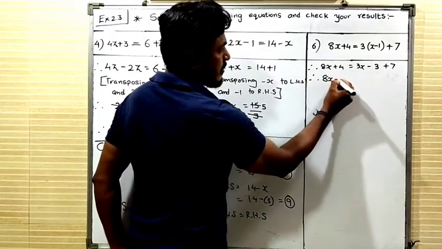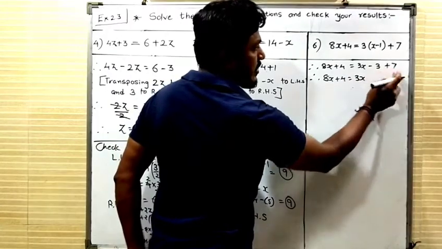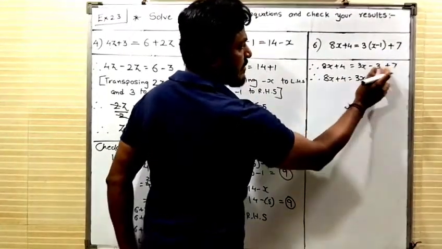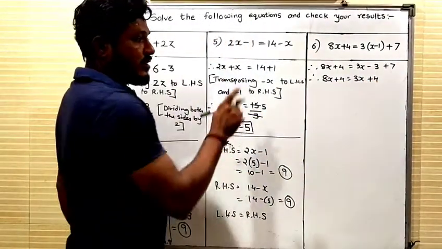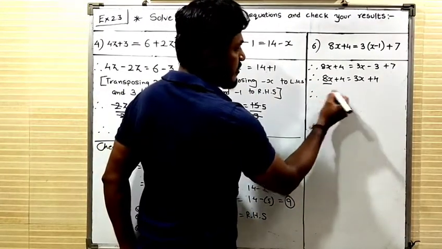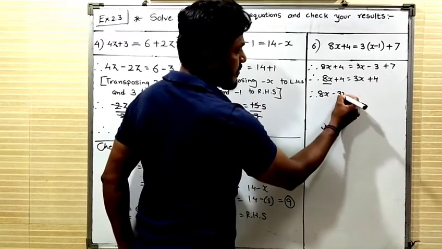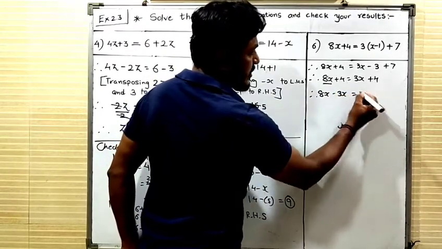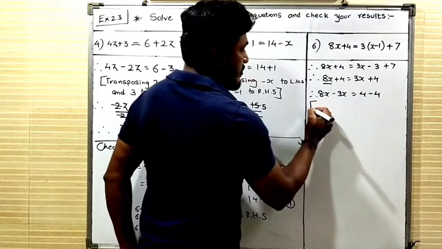Then, here write on as it is. If addition is possible, add it. 7 minus 3 gives positive 4. Now, dear student, now you have to transpose. This is greater value. Transpose this 3x toward your left hand side. So, positive will become negative. Write on 4 as it is. Transpose this 4 toward your right hand side. Now write on statement over here.